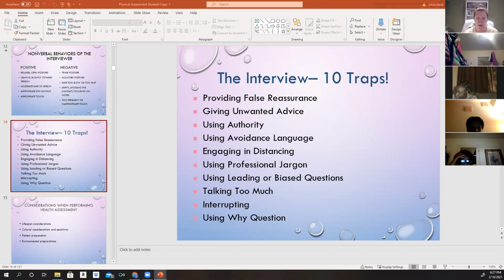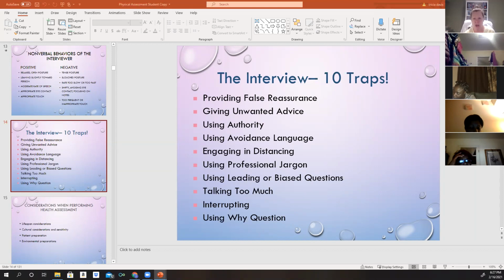Using our authority, we don't want to use our authority in the wrong way. We don't want to use language or body styles that are going to give them the impression that we're trying to avoid them. Engaging in distancing, so making sure we're keeping, everybody has their distance, sometimes it's too close, sometimes it's just right. Just try and observe what your patient is comfortable with.